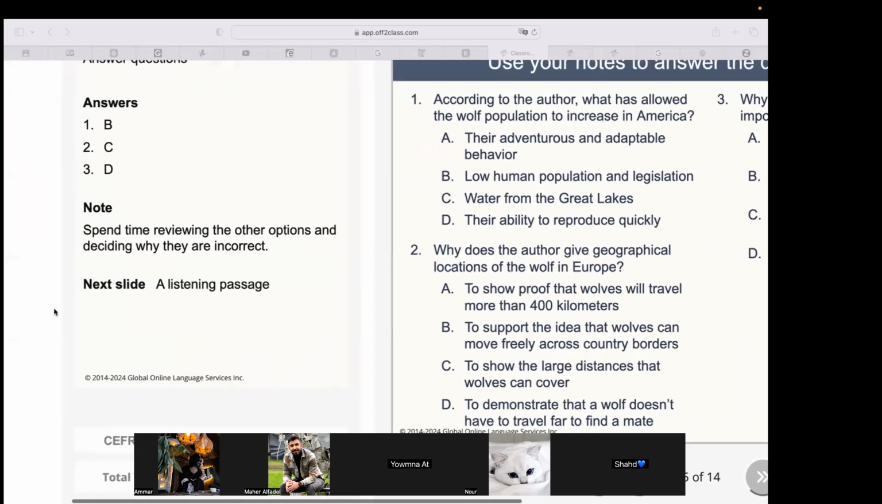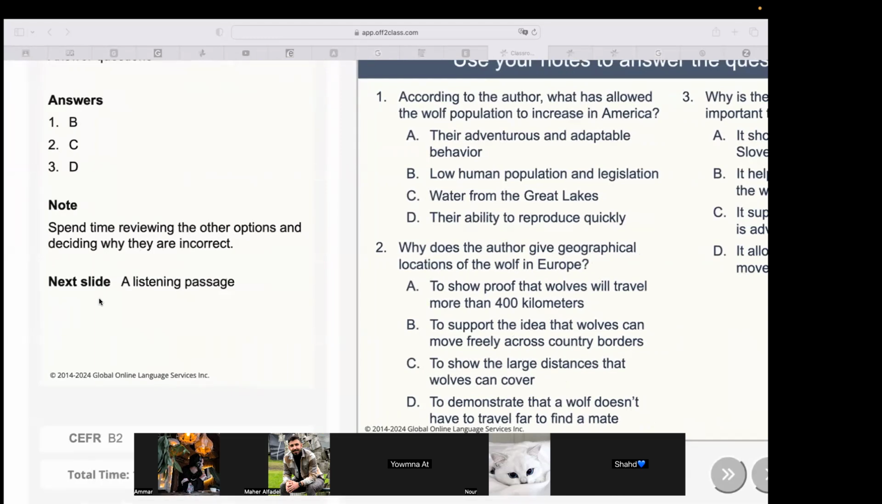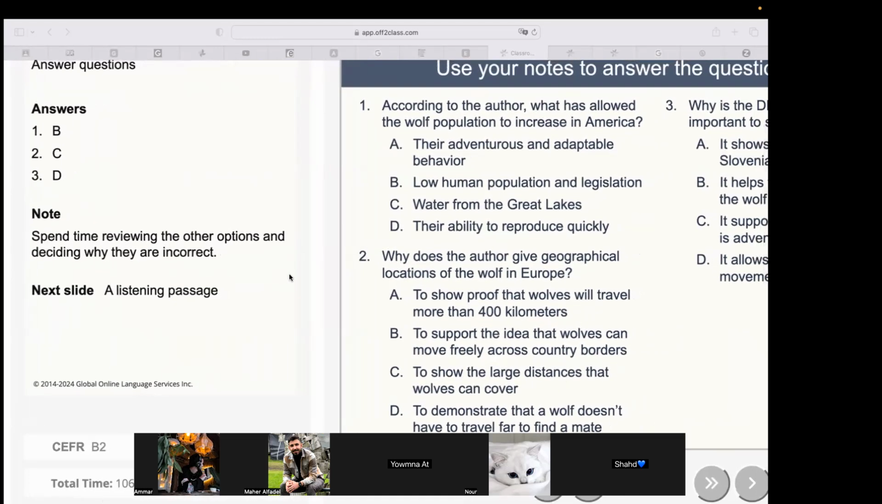Ready? Number one, the answer is B. Because what has allowed the wolf population to increase in America? Why did it increase? Right? You guys missed the idea.